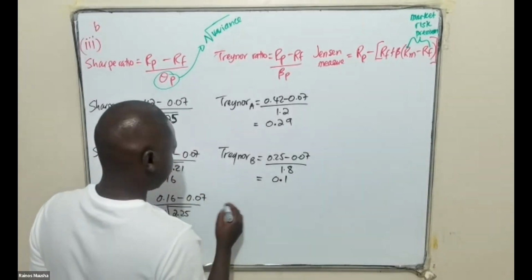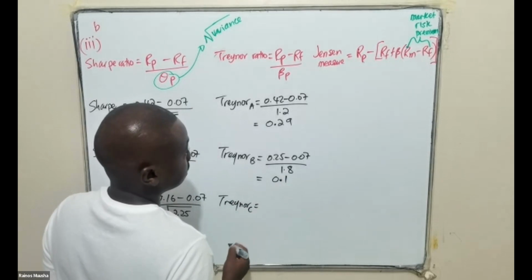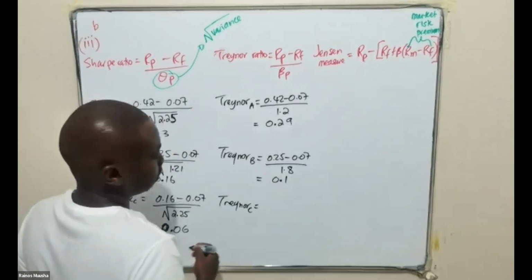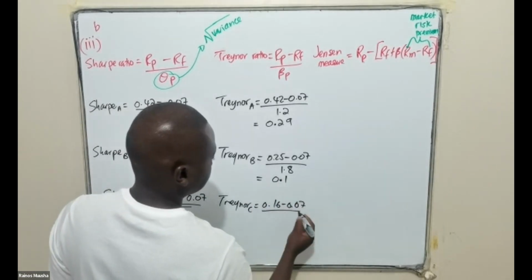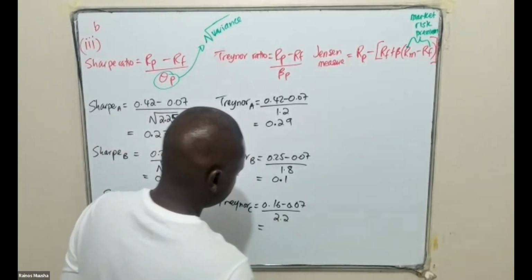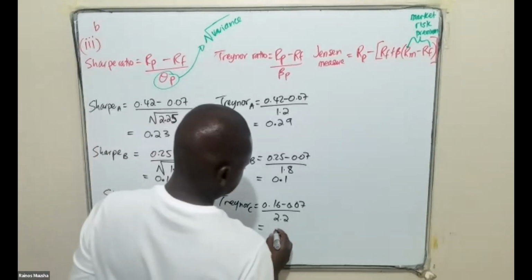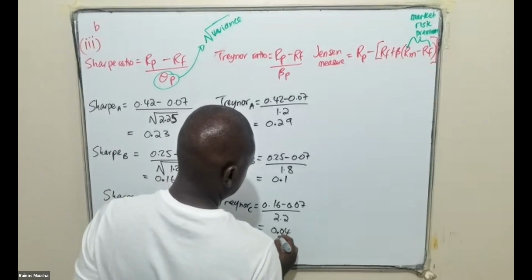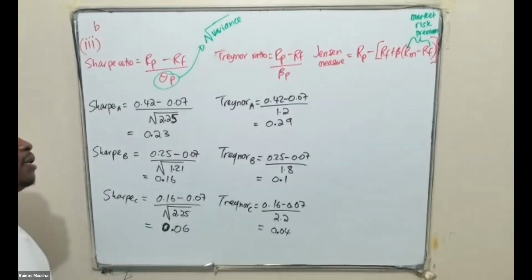And your Treynor ratio for C is equal to 0.16 minus 0.07 divided by the beta of 2.2. And how much do we get as the Treynor ratio for C? 0.04. Are we on the same page so far? Any questions?